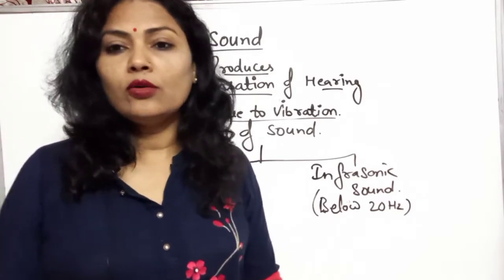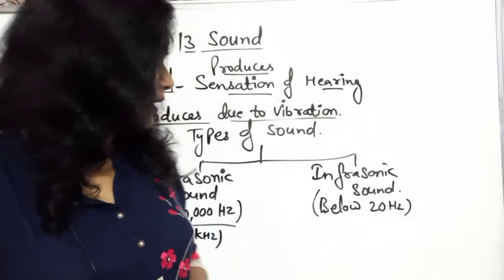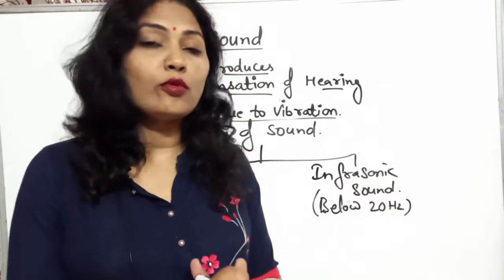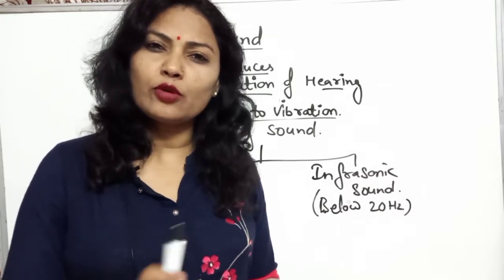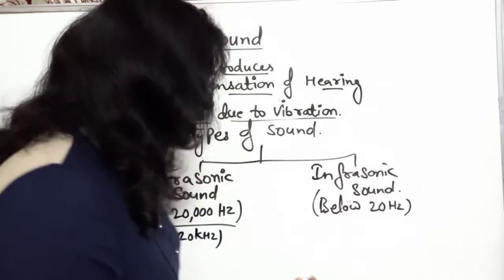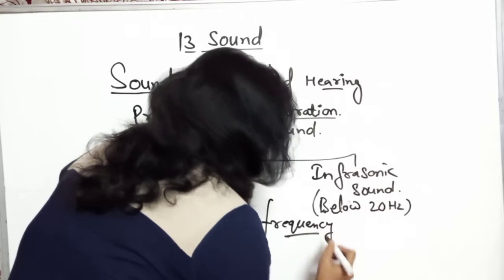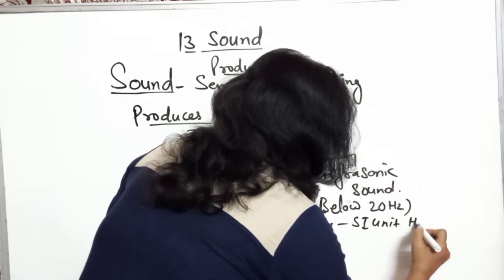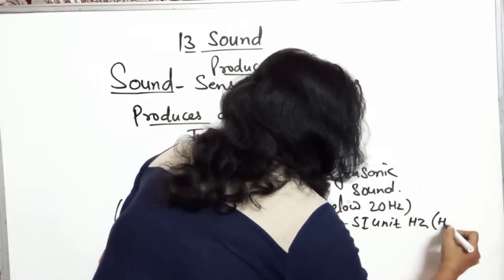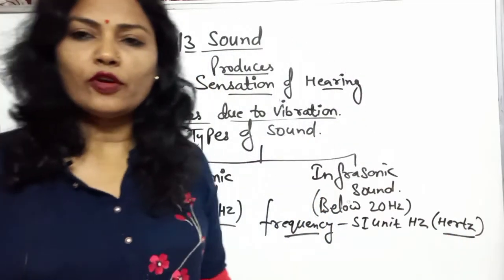Okay. Now oscillation is completed, then frequency. Frequency is the number of oscillations or vibrations made by a vibrating body in 1 second, means how many vibrations are happening in 1 second. For example, 6 vibrations in 1 second will be there, so frequency becomes 6 hertz. And the SI unit of frequency is hertz, H-E-R-T-Z. So this is the SI unit of frequency.